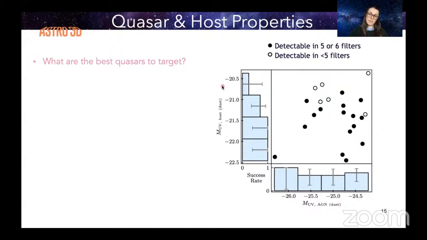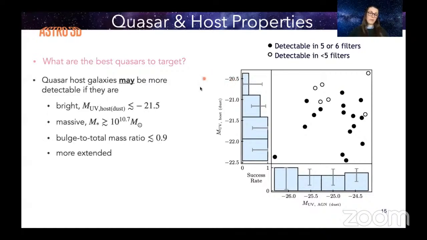So here we have the host brightness against AGN brightness. And these histograms actually show the success fractions. And so here we see that the brighter host galaxies have larger success rates than fainter host galaxies. And so what we find is that quasar host galaxies may be more detectable if they're bright, massive, have relatively low black hole to total mass ratios and are more extended. However, with our large error bars from our small sample size, none of these trends are actually statistically significant.